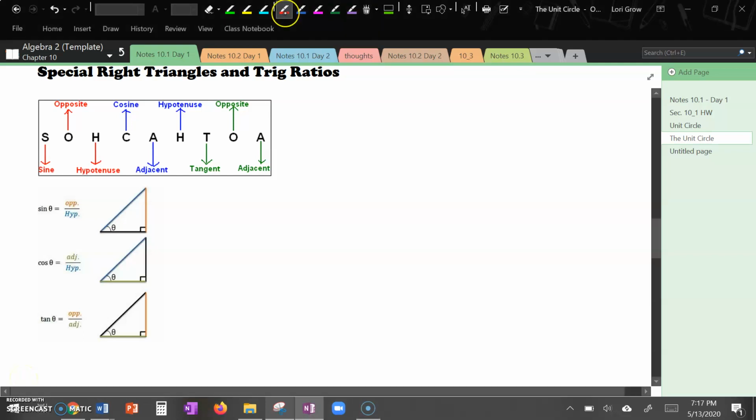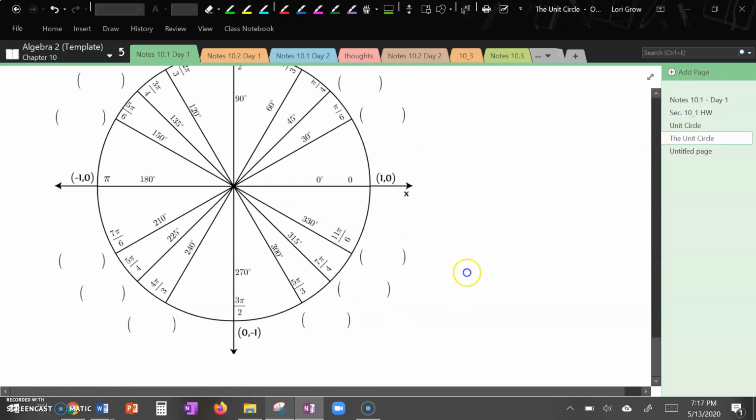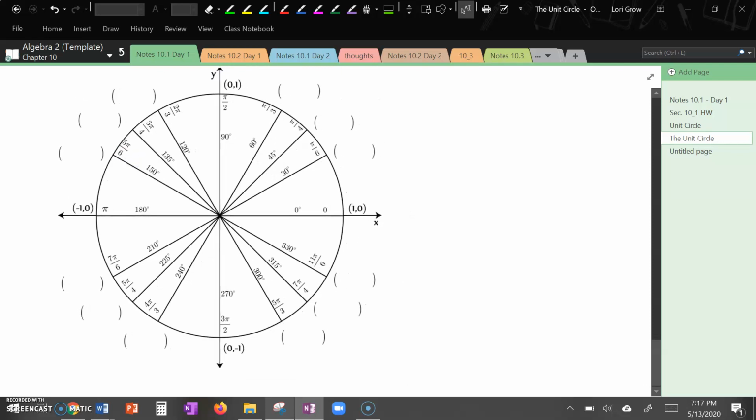Okay, for the next part of this lesson, what we're going to do is try and fill in the rest of the unit circle. If you scroll down to the bottom of your notes, you'll notice that there is a unit circle here with all the degrees and radian measures filled in. You can see that you've got your 30-degree increments, your 30, 60, 90, 120, and so on. And you've got your 45-degree increments, 45, 135, 180, 225, and so on.